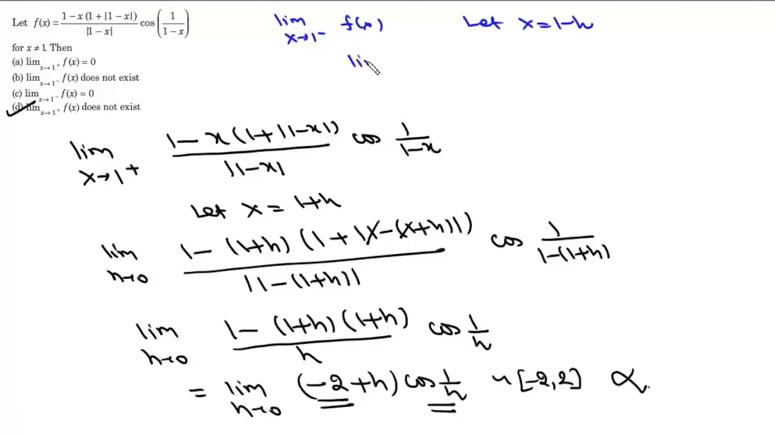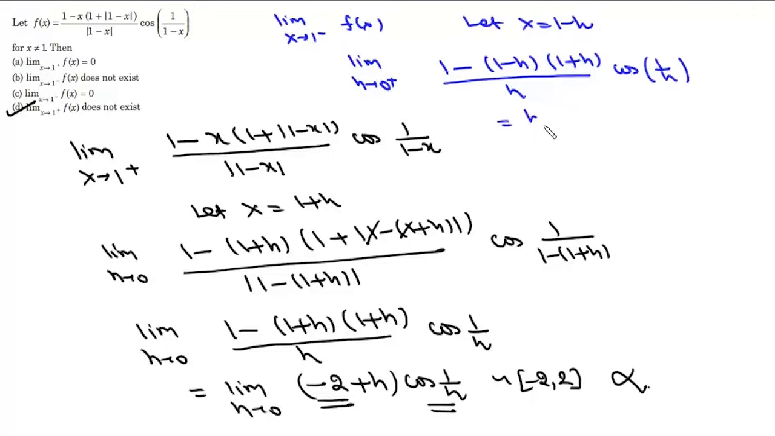Now in this case, it will be this limit h tends to 0 positive, and this is 1 minus h, and here this value will be 1 plus h upon h, and it will be cos 1 by h. Now this is a plus b, a minus b. So this one will cancel. This value will be h cos 1 by h, which is 0 into oscillating value minus 1 to plus 1, which is 0. So limit x tends to 1 negative f(x) will be 0.